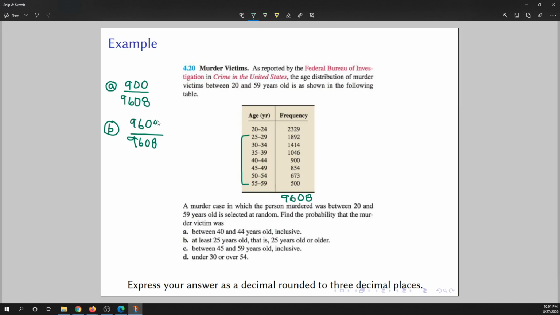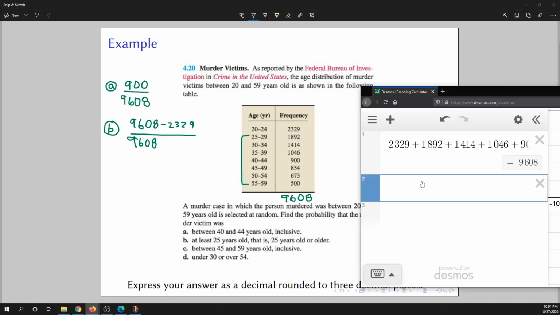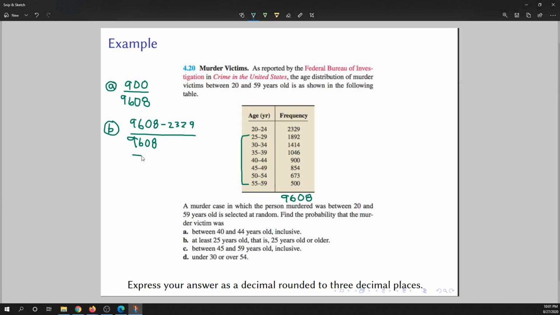So on the top, we'll have 9608 minus 2329. That way we just have to do one subtraction instead of a bunch of additions. So that's 9608 minus 2329. I get 7279 on the top and 9608 on the bottom.